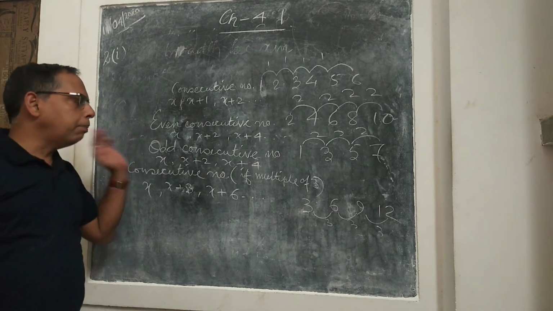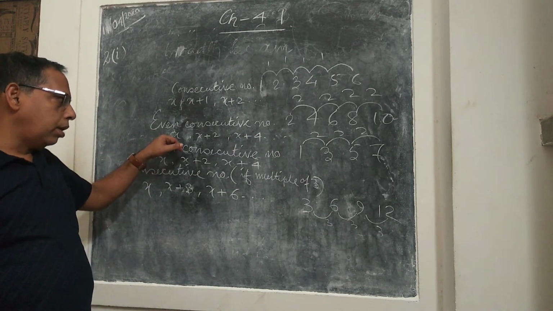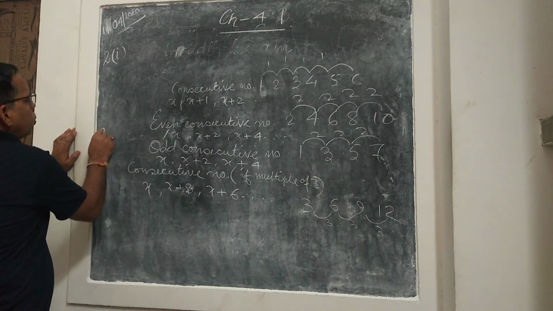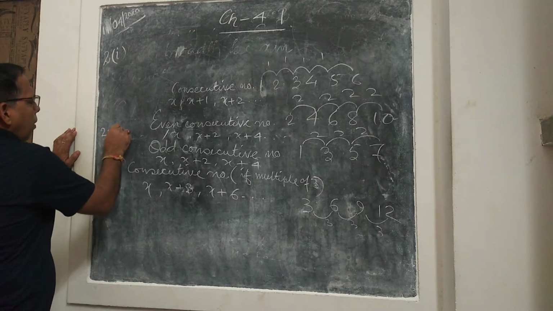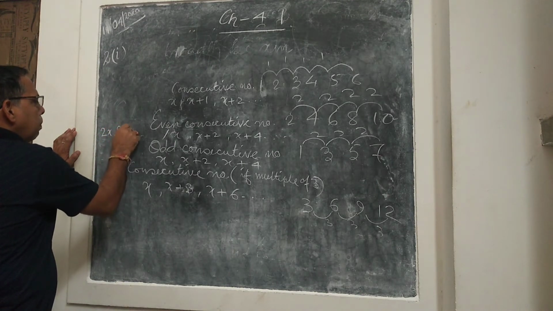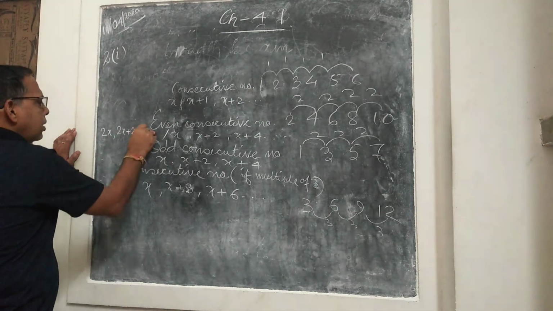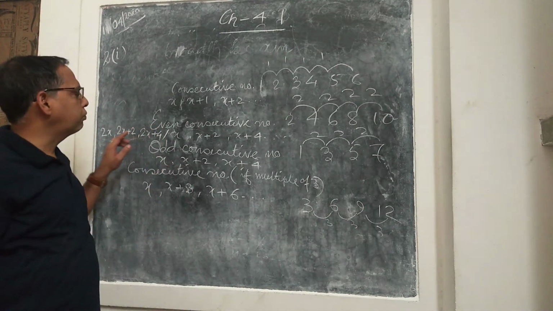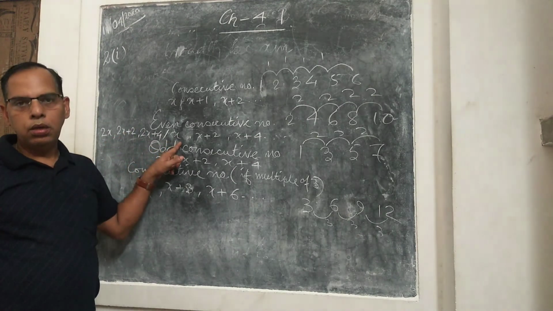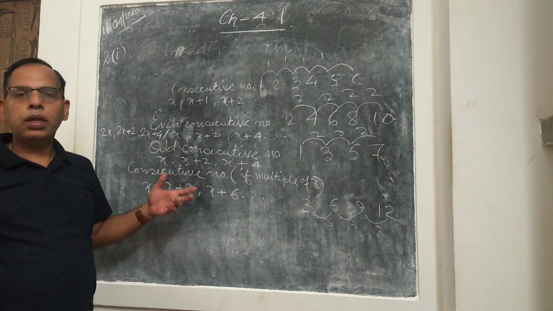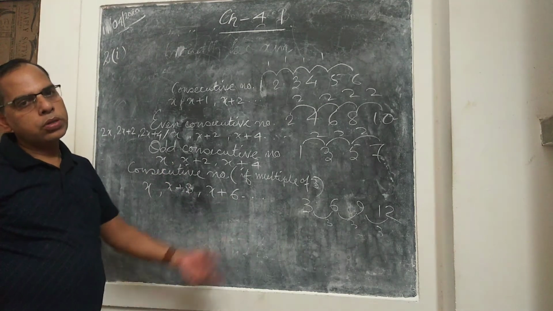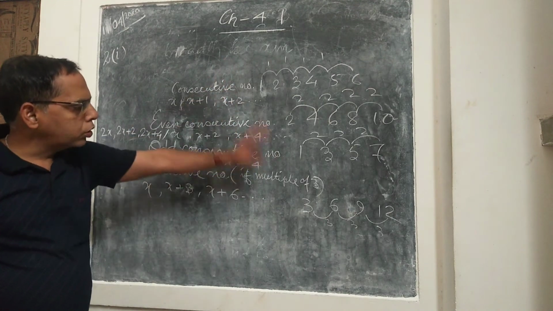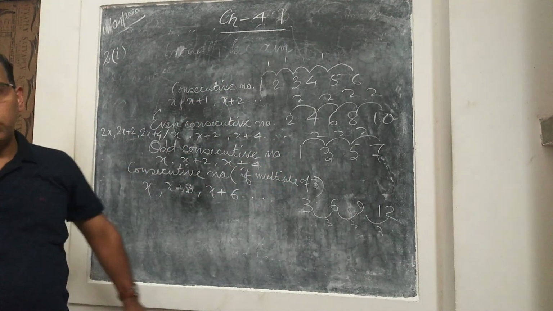Now, some places you may get consecutive numbers also written as 2x, 2x plus 2, 2x plus 4. But I will suggest, instead of taking this one, better to take this one. Then there will be no confusion whether you are considering odd numbers or even numbers. Clear? So this is the most important part, and then I will start with the other part.